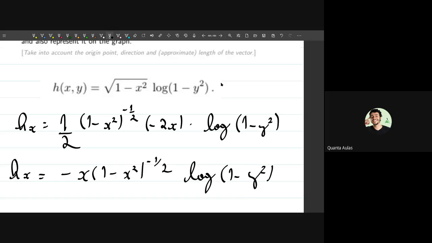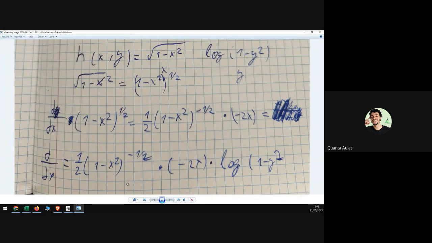Okay, this is the x derivative. Very easy if you do the chain rule. But this chain rule is very common, okay? And now, here you are right too, in the y derivative, you are right.